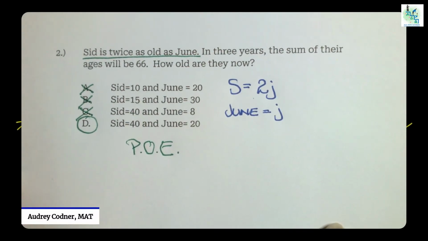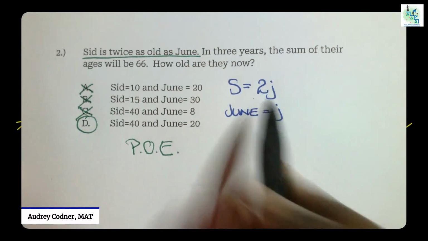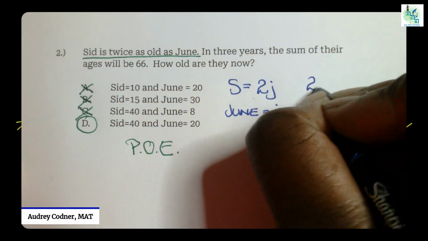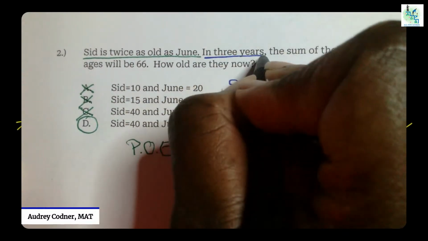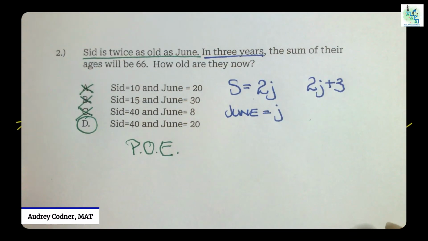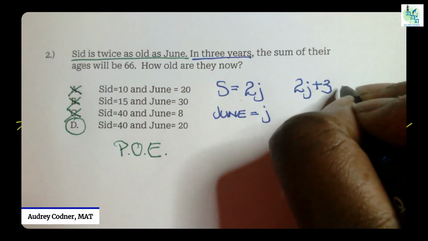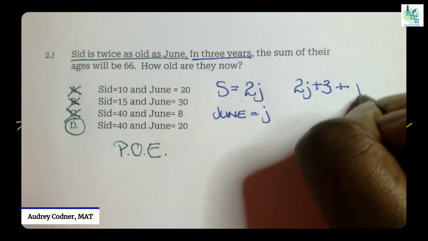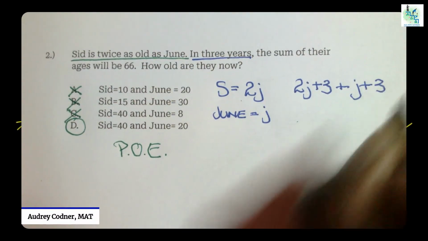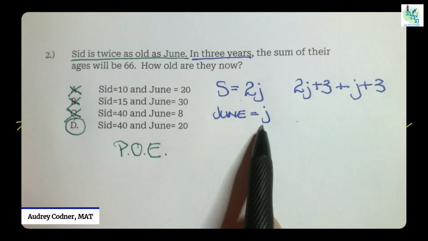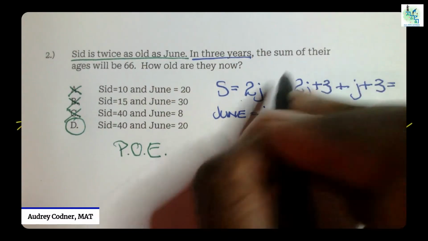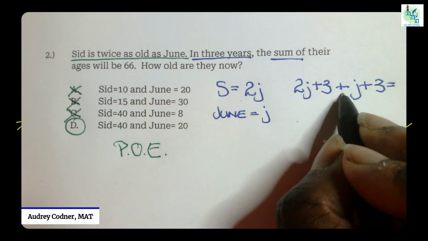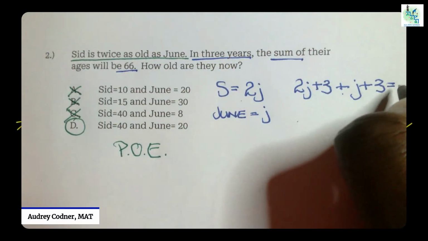So we're saying in 3 years, the sum of their ages will be 66. So that means I'm taking Sid, which is 2J, and I'm going to add 3 to it, because 3 years, that's in the future, so I'm adding the 3 this time. Now, for June, I'm going to say J plus 3, because I don't know what June's age is. We're going to figure that out, right? So this is going to equal, they said the sum, so that's why we're adding, of their ages will be 66.